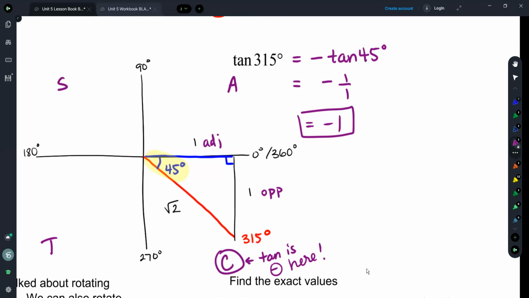If you type it in your calculator right now, you can check it. If you type in the tan of 315, it actually gives you the ratio of negative 1.